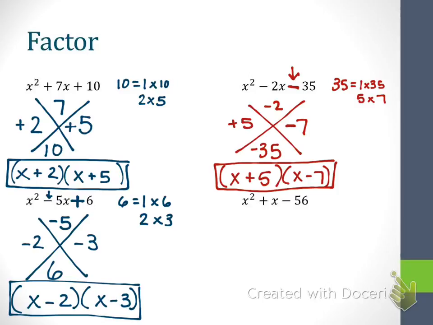So let's do the next one. Make my x. What is that number that's b? 1, even though I don't see it, I know it's there. And negative 56. Is 1 positive or negative? Positive. Okay, so we're going to keep that in mind.